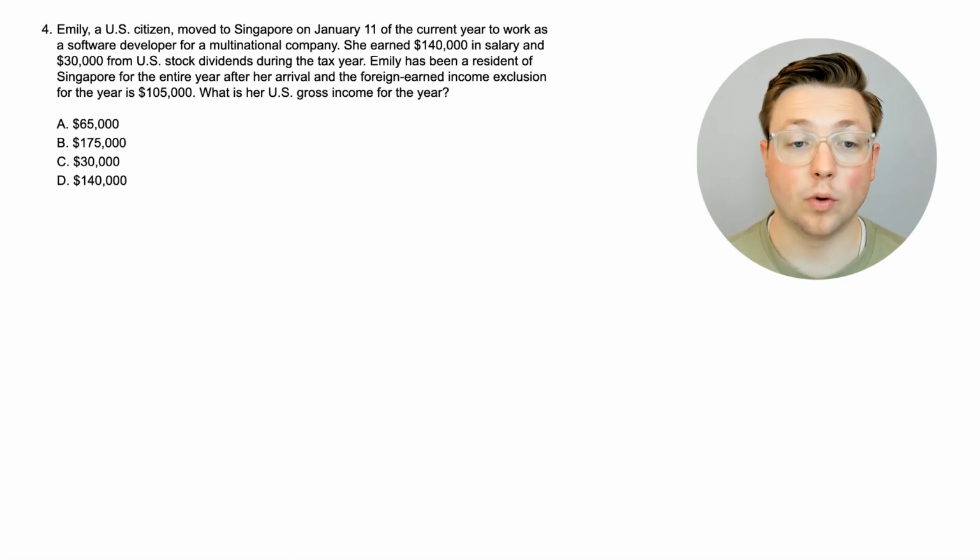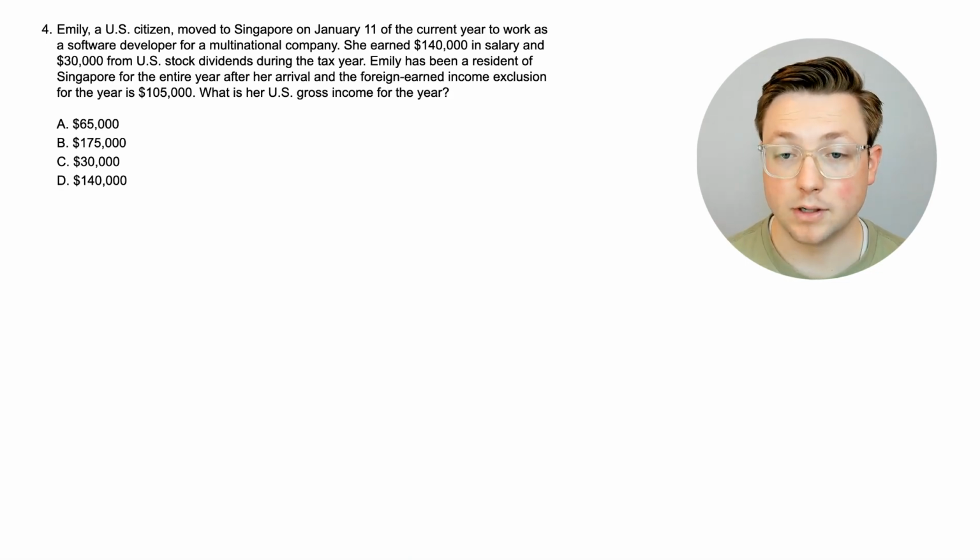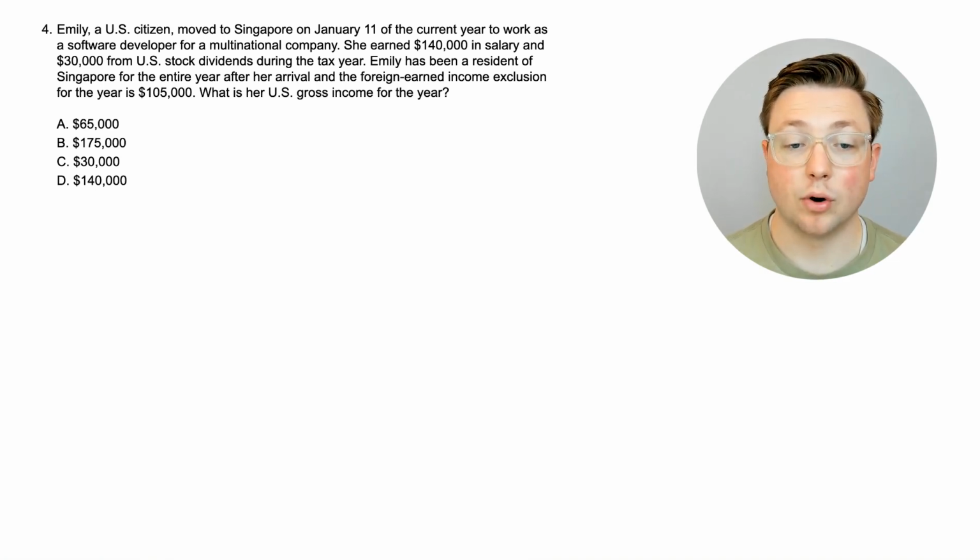Okay, here's question 4. Emily, a U.S. citizen, moved to Singapore on January 11 of the current year to work as a software developer for a multinational company. She earned $140,000 in salary and $30,000 from U.S. stock dividends during the tax year. Emily has been a resident of Singapore for the entire year after her arrival, and the foreign earned income exclusion for the year is $105,000. What is her U.S. gross income for the year?